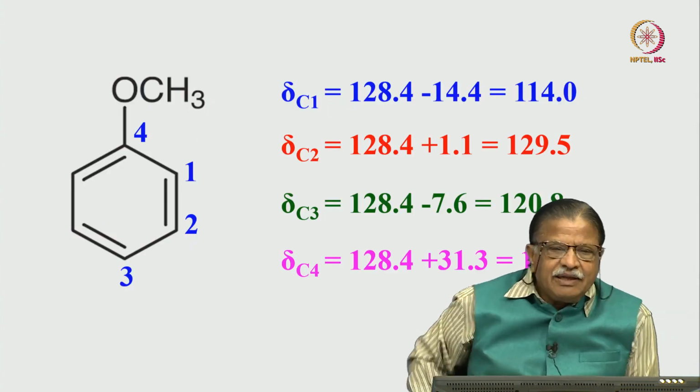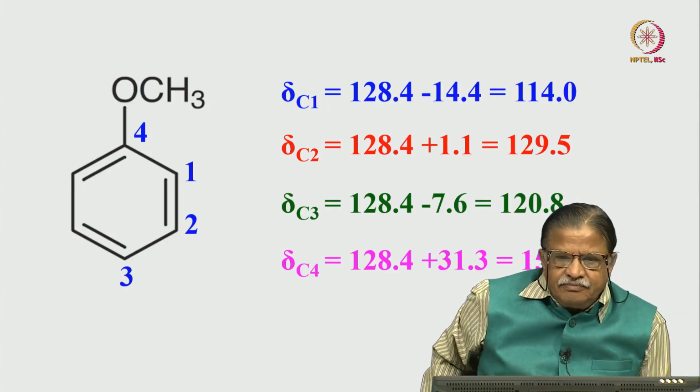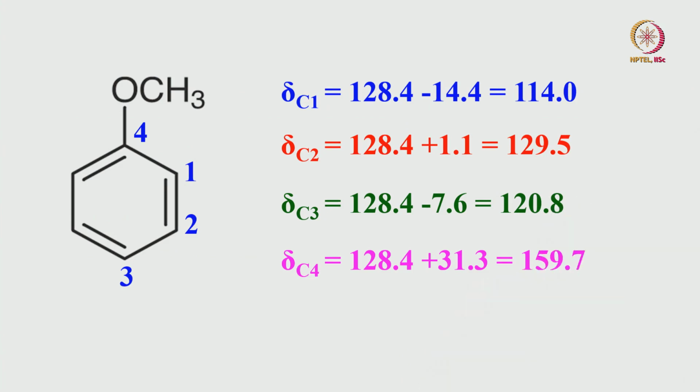Take for example this methoxybenzene, where OCH3 is there. Here there are 4 different carbons. There is a symmetry here, and this and these are the same. I can calculate or predict approximate chemical shifts for each of these carbons. Let us start with carbon 1. Carbon 1 has the OCH3 group in the ortho position.